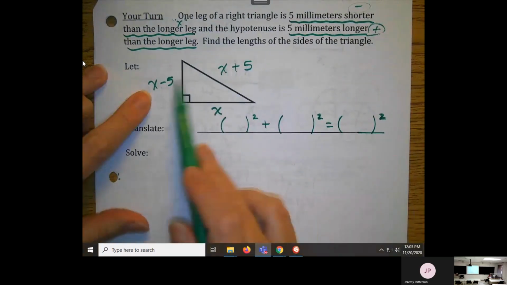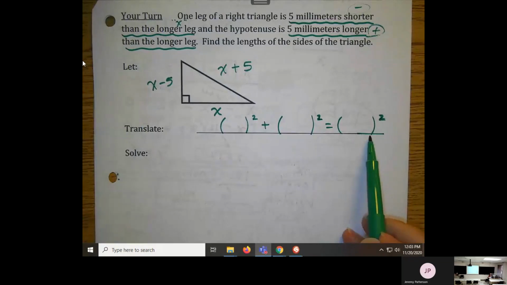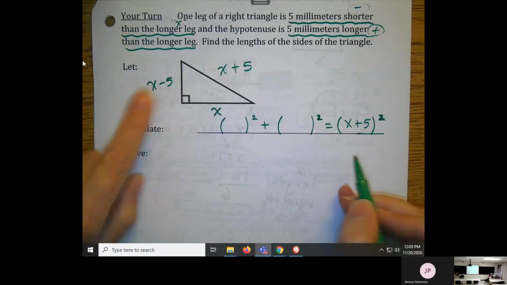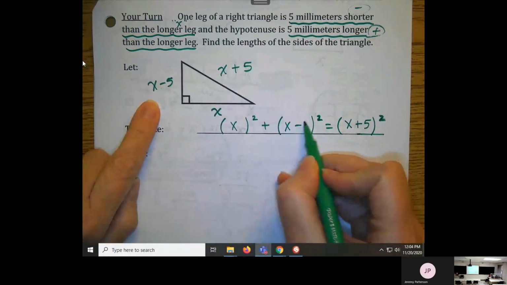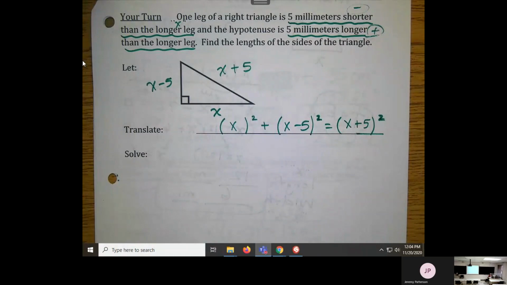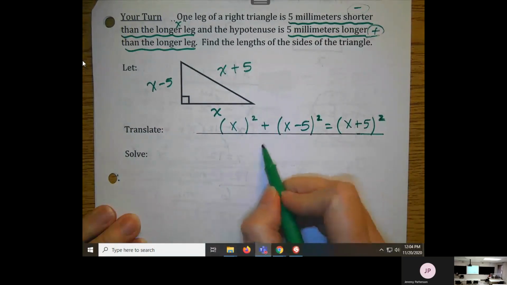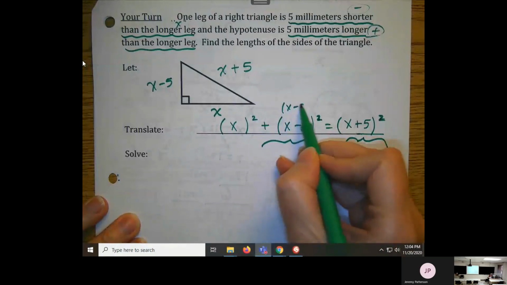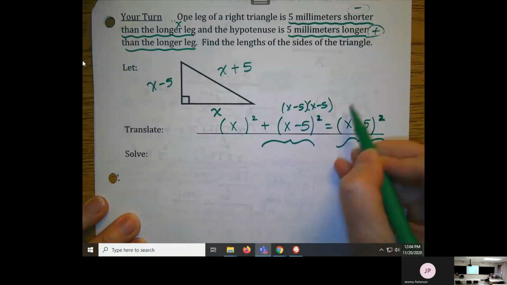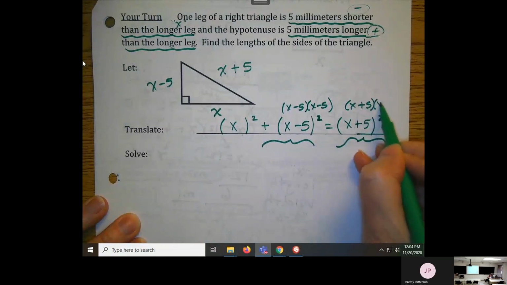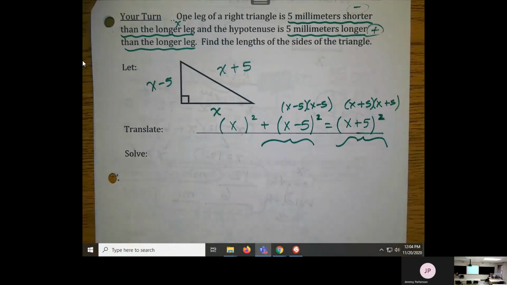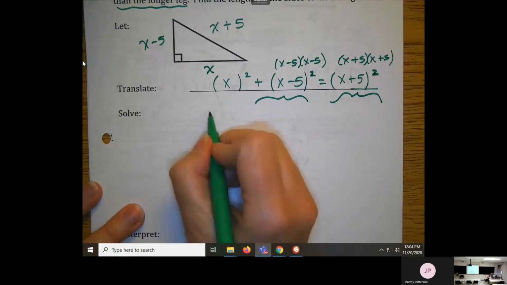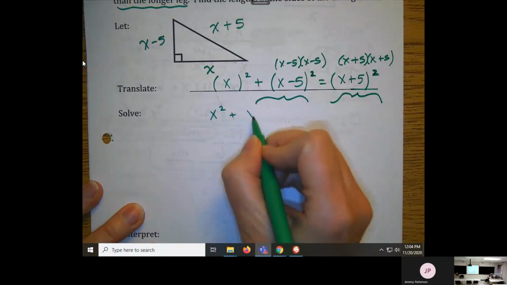So out of those three, which one has to go over here by itself? X plus 5. Yeah. And these two can go in any order. We'll do that squaring and get a crazy long line for a minute.